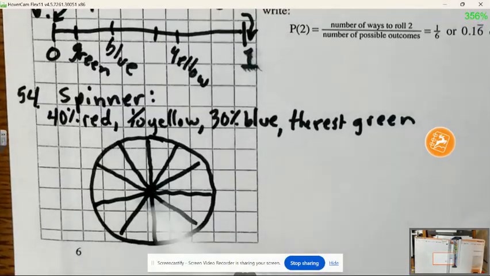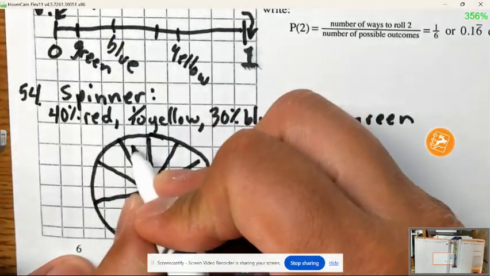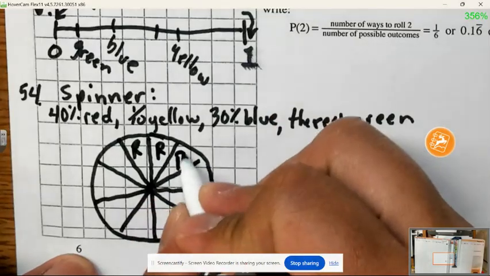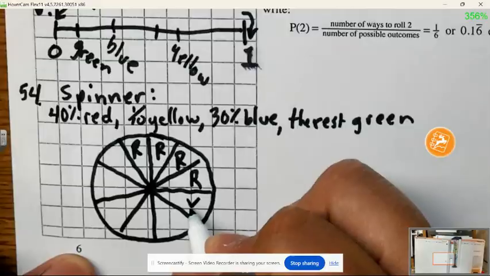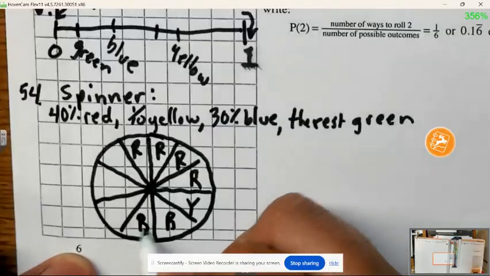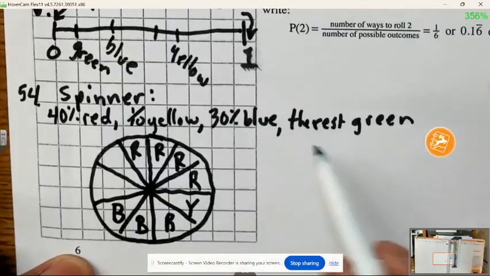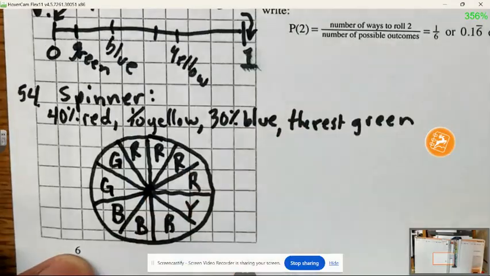And now, if it's 40% red, how many of these are red? We have 4. 1/10 yellow, so that means 1 of them. 30% blue, that means 3 of these are blue, that's 3/10. And then the rest are green, so that means we have 2 greens.